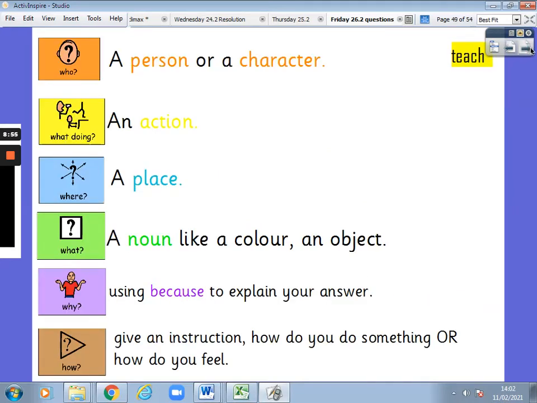Let's go over our question words. Who, we're looking for a person or a character. What, doing, an action. Where, a place. What, a noun, like a color or an object. Why, using because to explain your answer. How, give an instruction. How do you do something or how do you feel?